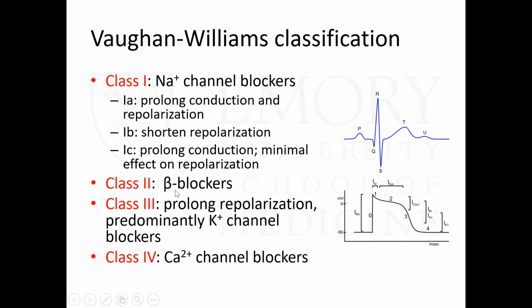The class 2 antiarrhythmics are beta blockers. You guys are all plenty familiar with beta blockers. The class 3 we're going to spend some time on are primarily potassium channel antagonists and block repolarization. And then the class 4, again, you guys are pretty familiar with calcium channel blockers. So we're not going to spend a lot of time talking about beta blockers and calcium channel blockers. We're mostly going to focus on the class 1 and class 3 antiarrhythmics.